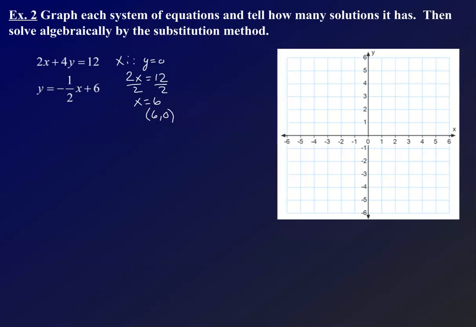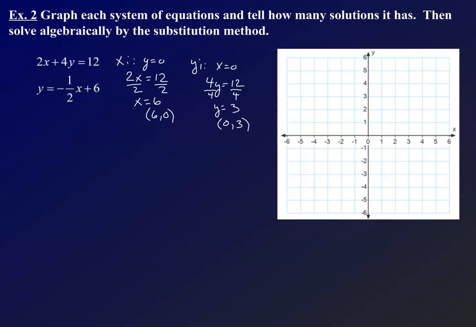Then we're going to find the y-intercept. Same idea, but x is equal to 0 this time. So we have 4y equals 12. Then we divide by 4 to get y by itself, and we find y is equal to 3. So this is at the point (0, 3). We're going to plot those on our graph here.